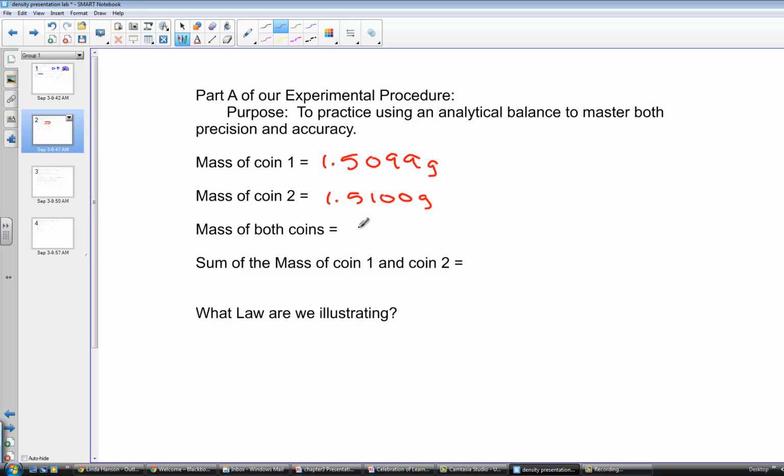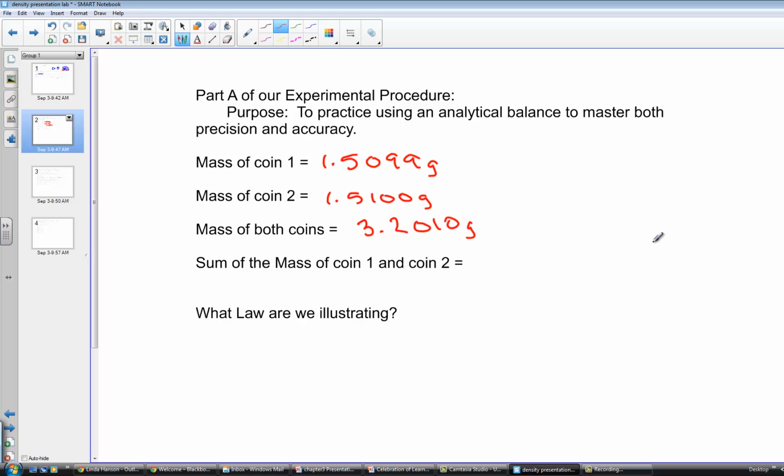I then take both pennies off and put them both back on, and just zero the scale between to make sure that you're starting at 0. If I mass both coins together, let's suppose I get 3.0199 grams. That's both pennies sitting on there.